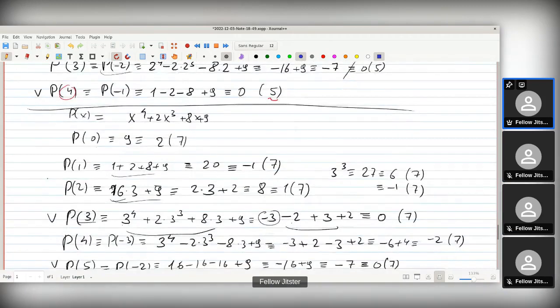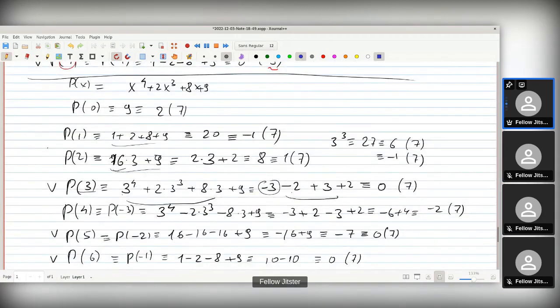Likewise, this congruence that P of x is congruent to 0 modulo 7 is equivalent to the following disjunction. X is either 3 modulo 7 or x is 5 modulo 7 or x is 6 modulo 7.